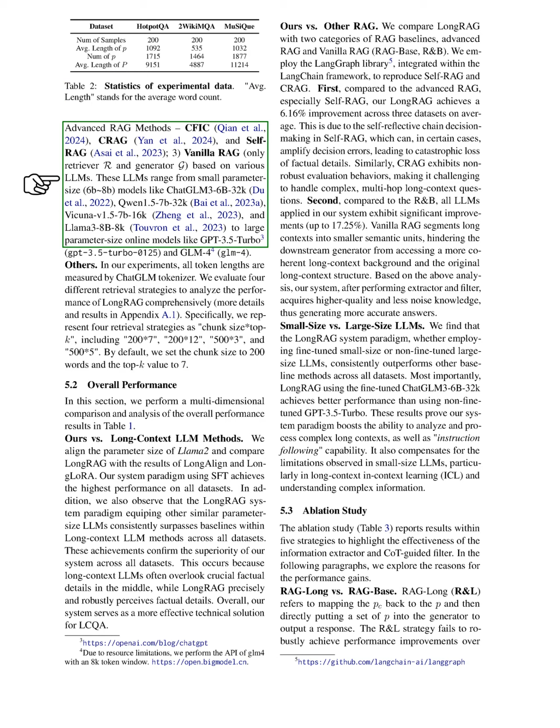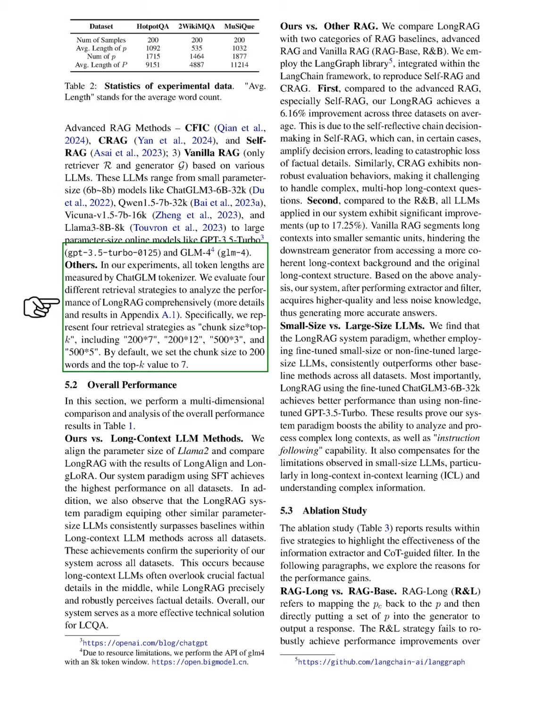To demonstrate the effectiveness of our LongRAG approach, we compared it against 3 categories of baselines. 1. Long context LLM methods, including LongAlign and LongLoRA. 2. Advanced RAG methods, such as CFIC, CRAG, and Self-RAG. And 3. Vanilla RAG, which consists of a retriever and generator based on various LLMs. These LLMs range from smaller models, like ChatGLM3-6B-32K and Vicuna-v1.5-7B-16K, to larger models like GPT-3.5-Turbo and GLM-4.